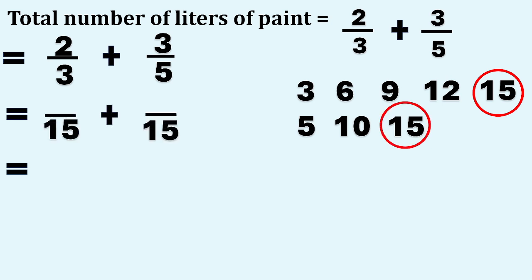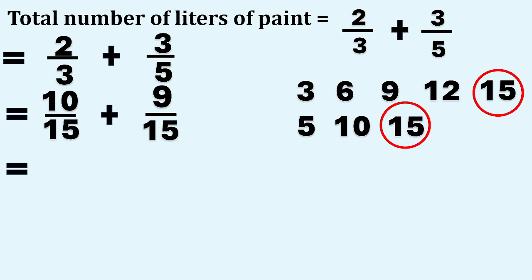Next step, divide the LCD 15 by denominator 3. So 15 divided by 3 equals 5. Then multiply the answer by the numerator 2. 5 times 2 equals 10. Next fraction, divide the LCD 15 by the denominator 5. So 15 divided by 5 equals 3. Then multiply the answer by the numerator 3. So 3 times 3 equals 9.